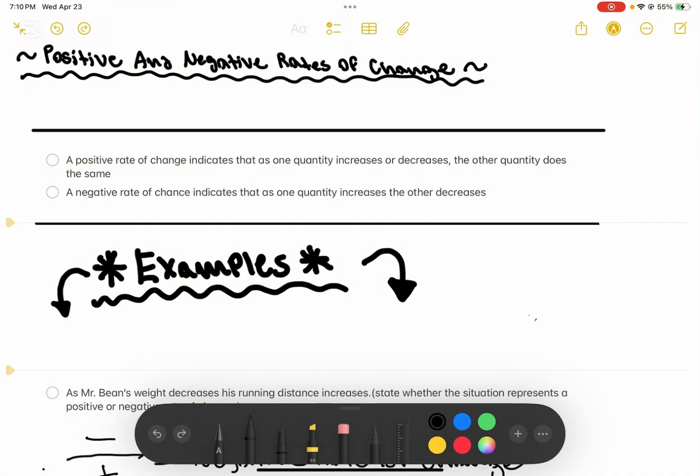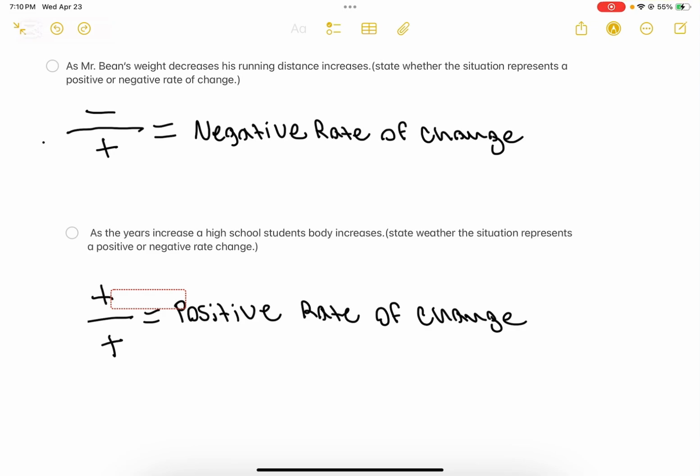So let's look at some examples. As Mr. Bean's weight decreases, his running distance increases. State whether the situation represents a positive or negative rate of change. So the negative in the numerator represents Mr. Bean's weight decreasing. That's why it's a negative. And his running distance increases. That's why the denominator is a positive. As we learned in past geometric and algebraic classes, a negative divided by a positive is a negative. That's why it is a negative rate of change.